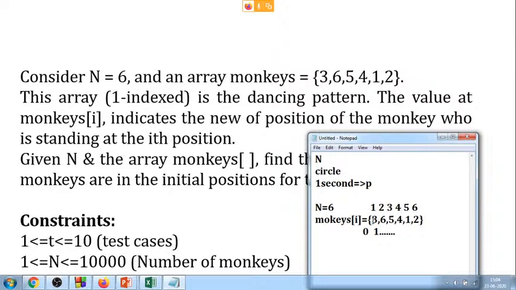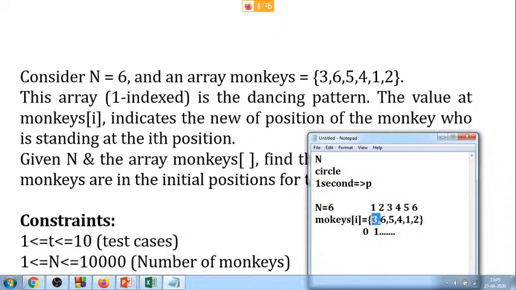What they are mentioning is, right now the monkey is standing here, and in the next step where will he go? He will go to the 3rd position. Is that clear? This is a one indexed array, and monkey of I indicates that the ith position will go to the 3rd position during the next second. This is the 0th second pattern. At the first second, the first person will go to this particular 3, so 3 means he will come here. This is what the statement mentions. Read this statement once, it makes it clearer. This statement is important: the value at monkey of I indicates the position of the monkey who is standing at the ith position.